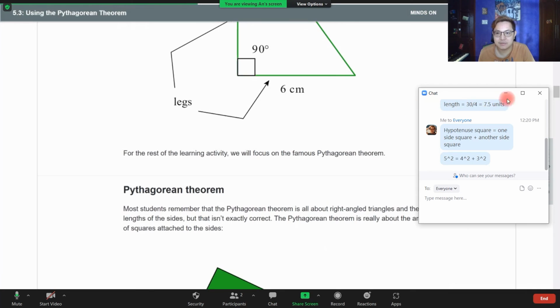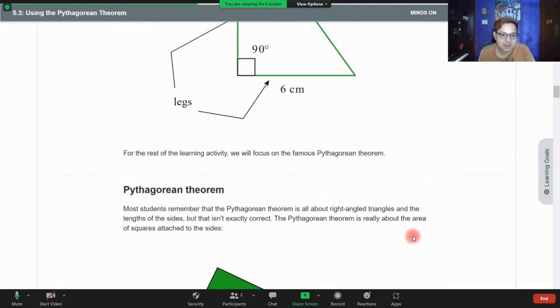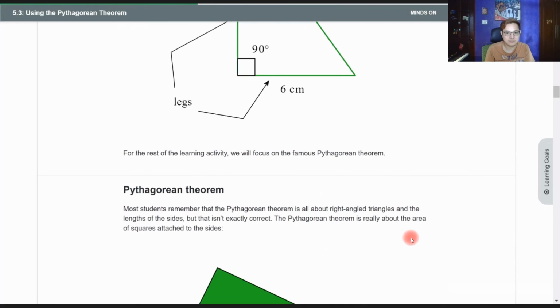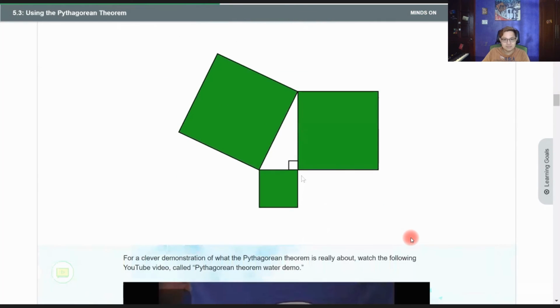It's all about right-angle triangles and the length of the sides, but that isn't exactly correct. The Pythagorean theorem is really about the areas of squares attached to the sides. It's like squares attached to each triangle side.